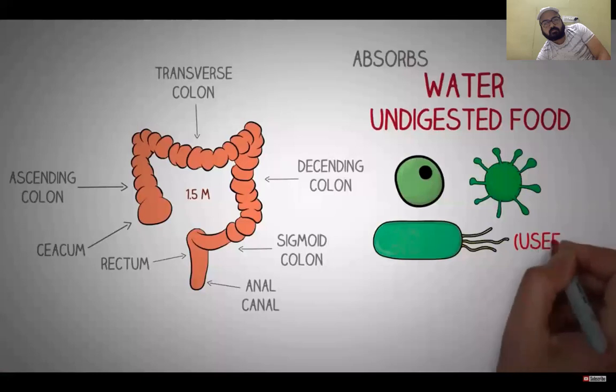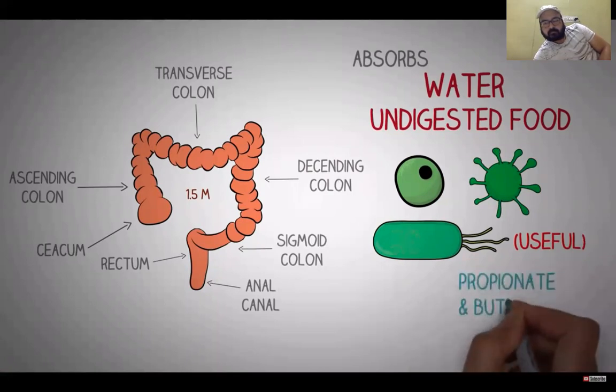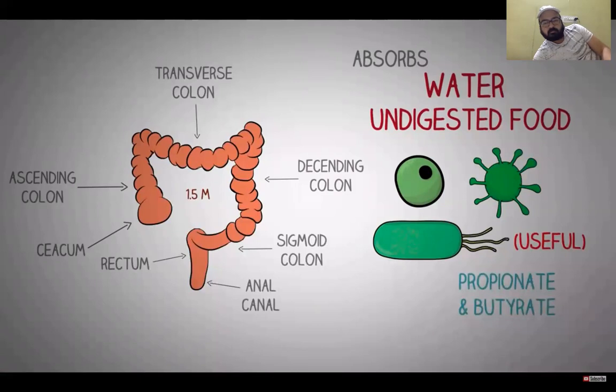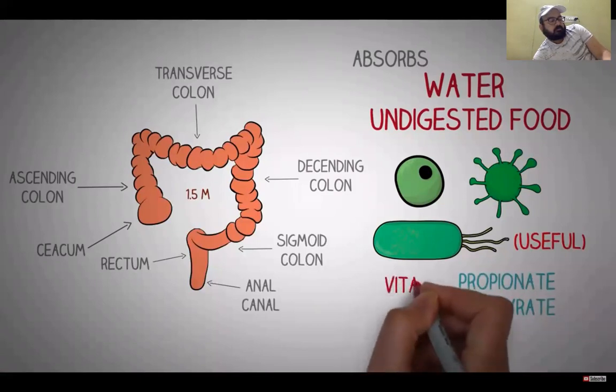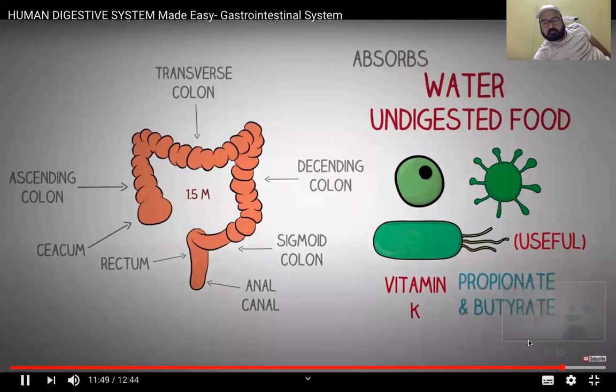And can you believe the bacteria in our large gut is about 200 grams in weight? In the large intestine, the microbes act on the remaining food and produce important compounds like propionate, butyrate, etc. These compounds are used by the large intestine cells for their nourishment. Important vitamins like vitamin K are also produced.